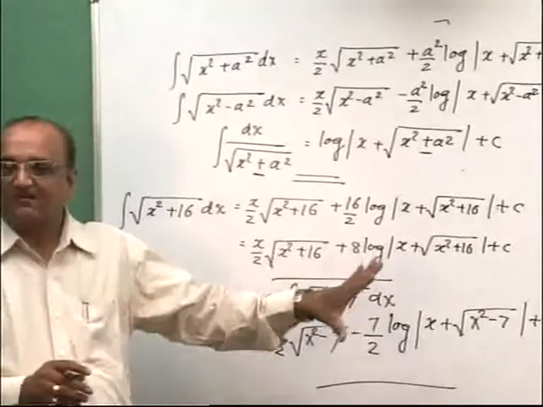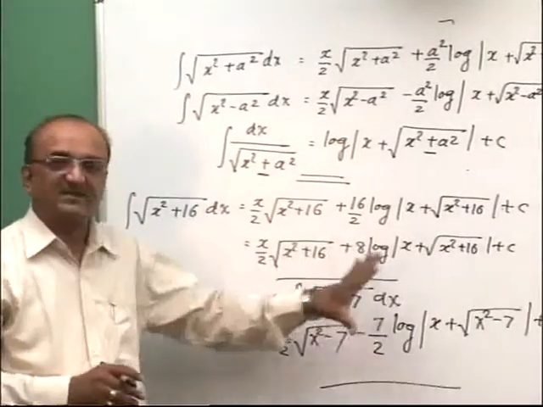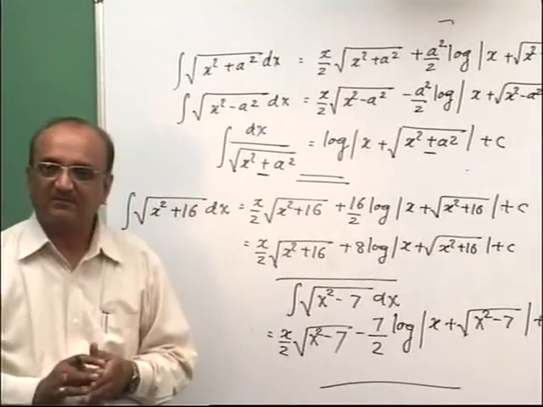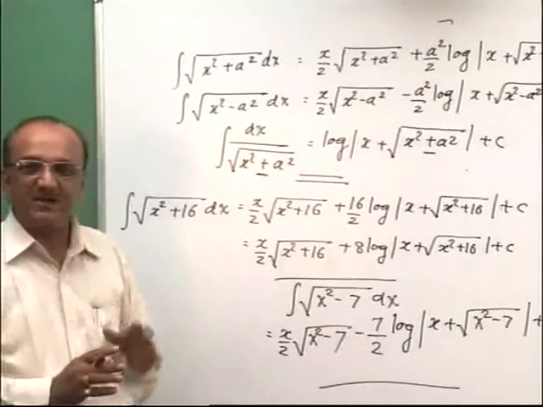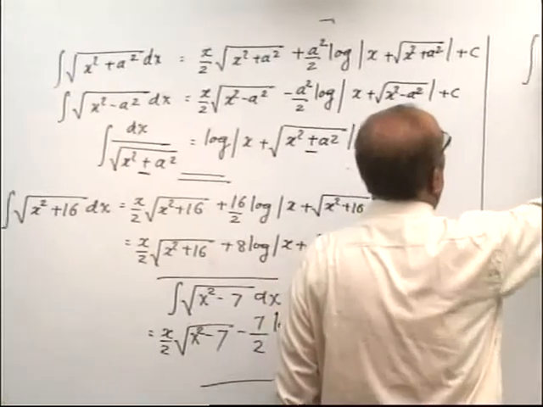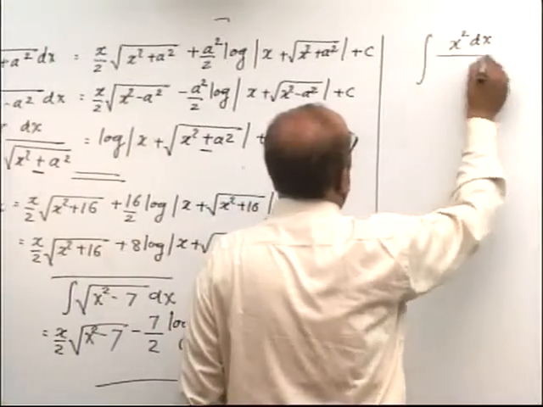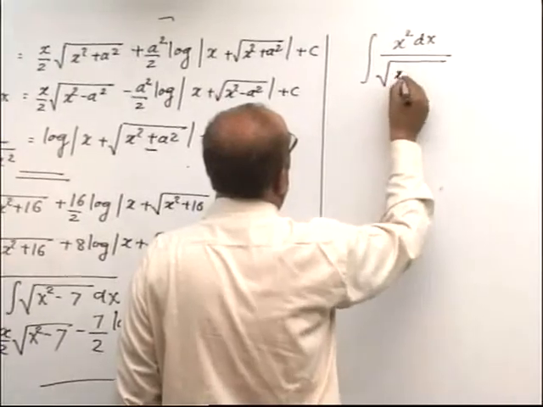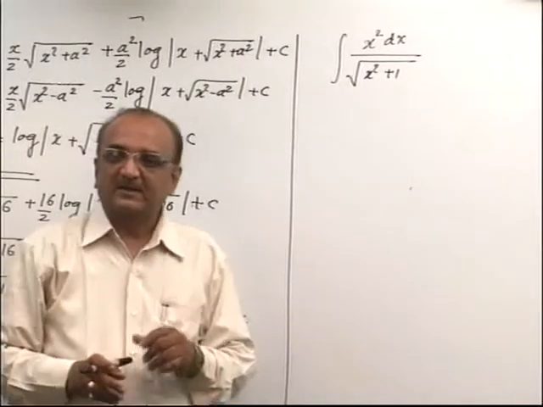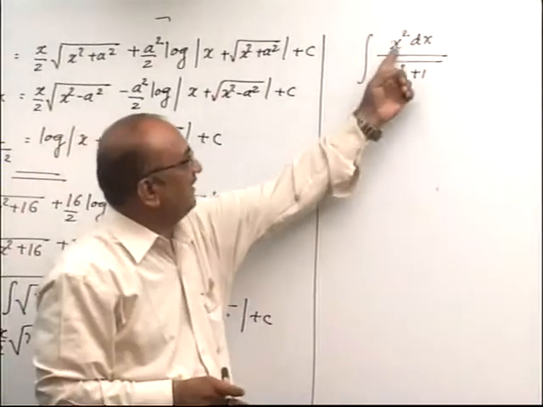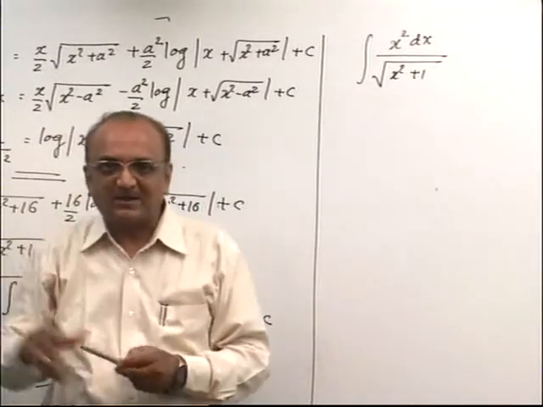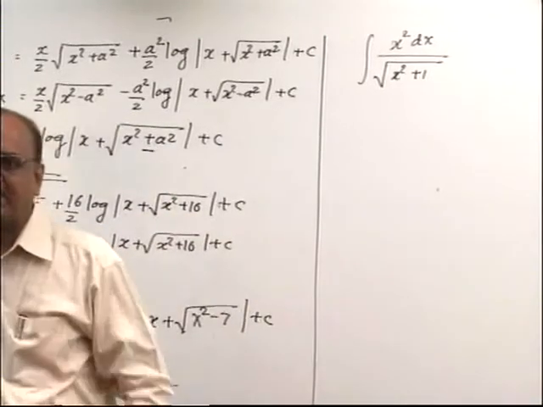These are straightforward examples. You may get directly the x square plus a square form and the x square minus a square form. But see the last two examples of this chapter. The next example is x square dx upon root x square plus 1. Directly you can't apply this formula. You go for some different kind of simplification.